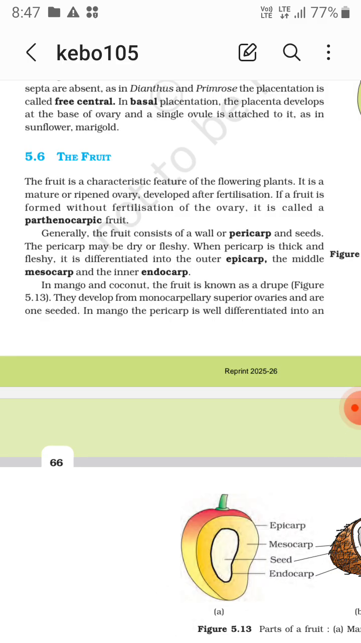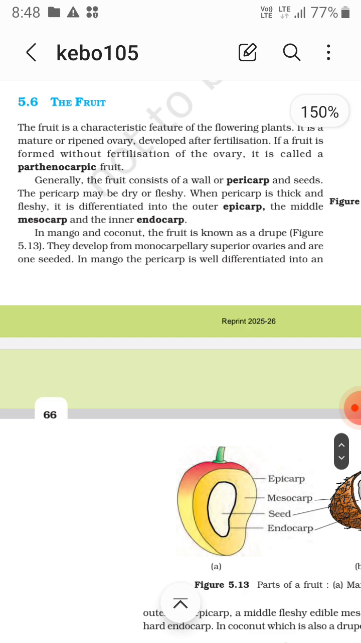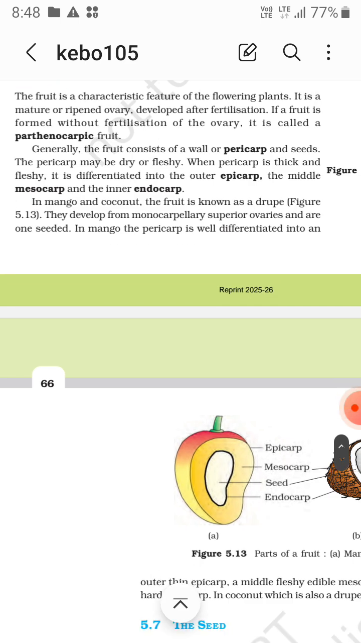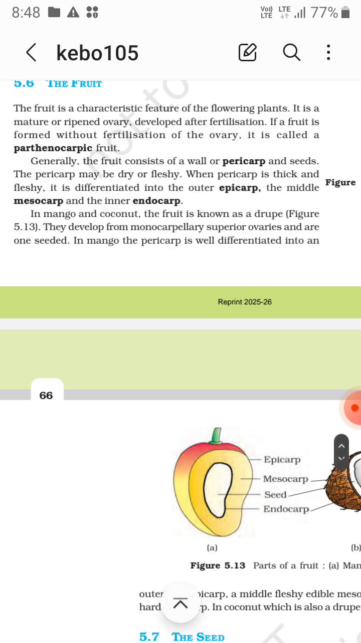Now, what does the fruit contain? It consists of a wall, the pericarp, and seeds. The pericarp may be dry or fleshy. When the pericarp is thick and fleshy, it is differentiated into outer epicarp, middle mesocarp, and inner endocarp. In mango and coconut, the fruit is known as a drupe. They develop from monocarpellary superior ovaries and are one-seeded.